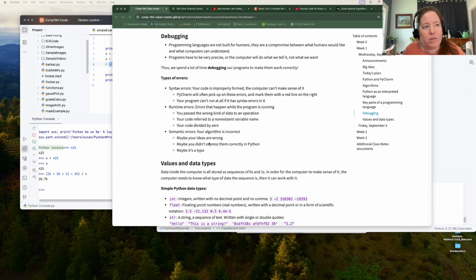So maybe you didn't express it correctly and it did the wrong calculation. Maybe you were supposed to multiply by 5, but you said +5 instead. Sometimes that's just a typo. You just typed it wrong. And sometimes it's because when you were thinking through it, you didn't realize exactly what the correct way to solve the problem was.